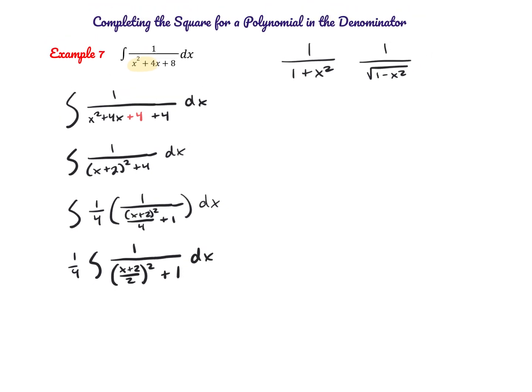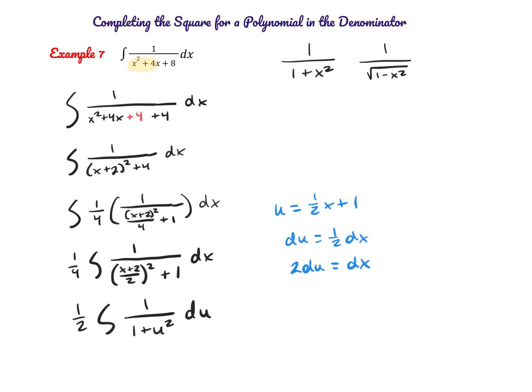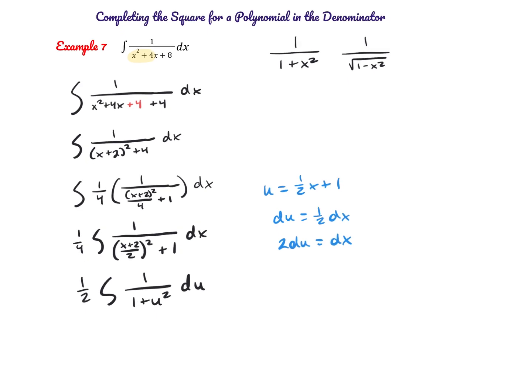So now I see that I've created this structure, the structure for arctangent, but I will just need to do some u sub so it fits the structure exactly. So I'm going to say u equals 1/2 x plus 1. That's the inside here. So we have du equals 1/2 dx, so 2 du equals dx. So when I do my u sub, my 1/4 gets multiplied by 2. So I have 1 over 1 plus u squared du. So then I see, okay, this now fits the exact structure for arctangent.